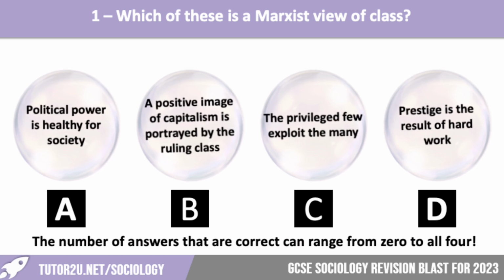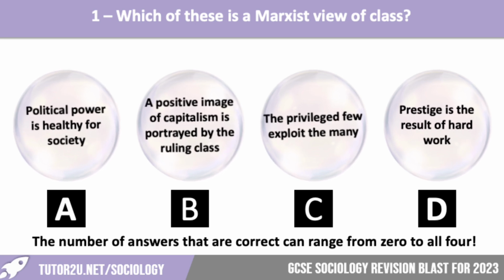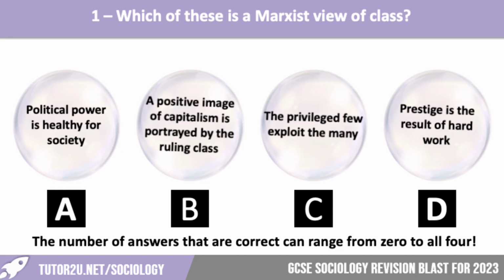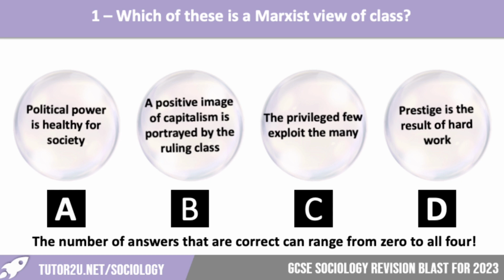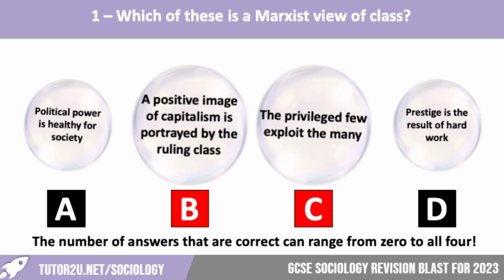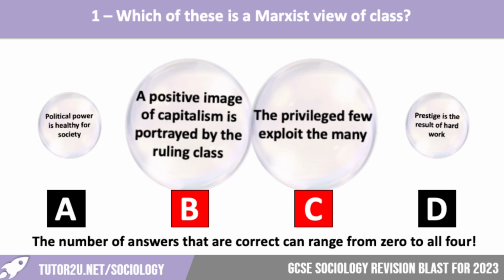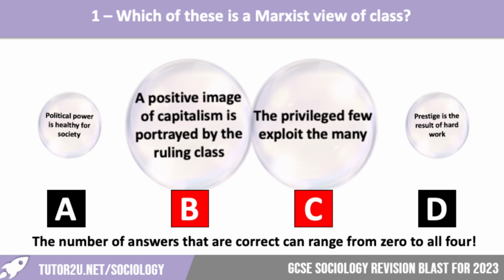Political power is healthy for society. A positive image of capitalism is portrayed by the ruling class. The privileged few exploit the many. And prestige is a result of hard work. So we're just going to leave those up for a moment. Which of these is the Marxist view of class? Let's reveal the answer. It is B and C. A positive image of capitalism is portrayed by the ruling classes and the privileged few exploit the many.